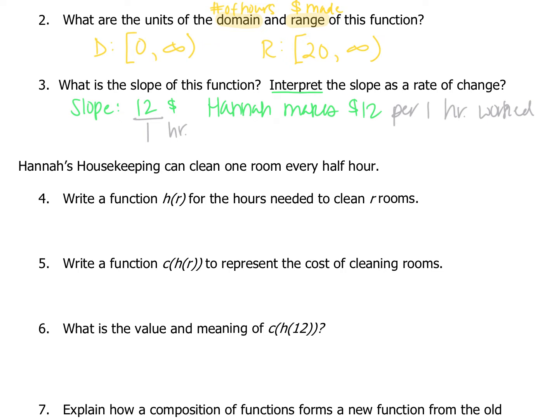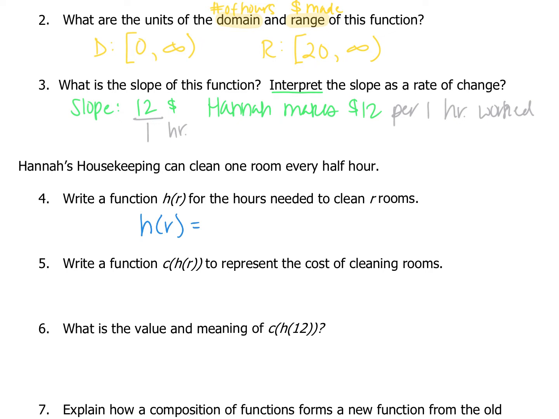So building off of this, Hannah can clean one room every half hour. So now it wants us to write a function for the hours needed to clean our rooms. So let's just use this baseline information. We'll come back up and talk about what we said for 1 through 3, but let's just look at what we know from this statement above here. If we're writing a function h of r, right, we know that's going to be our output. So h of r is our output, but what is our input?